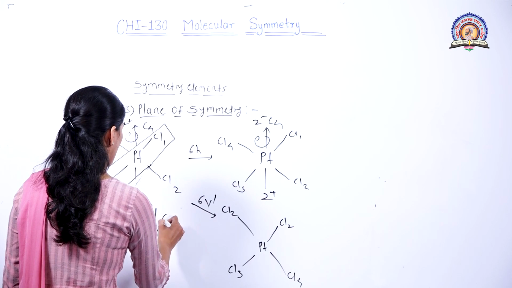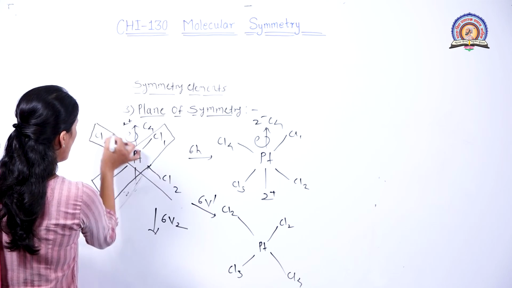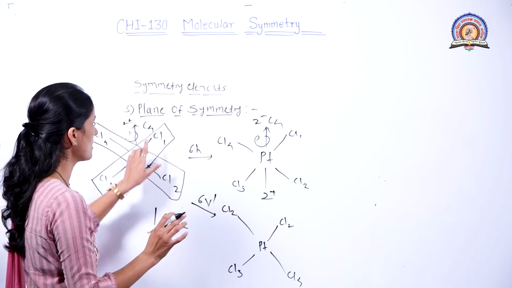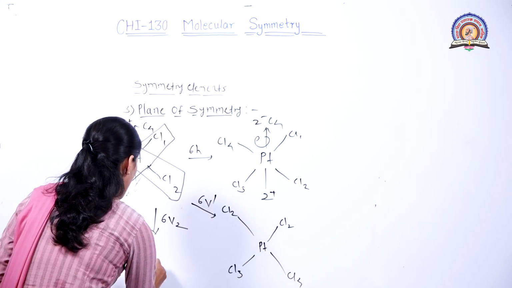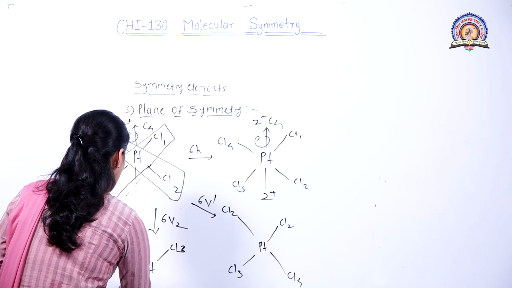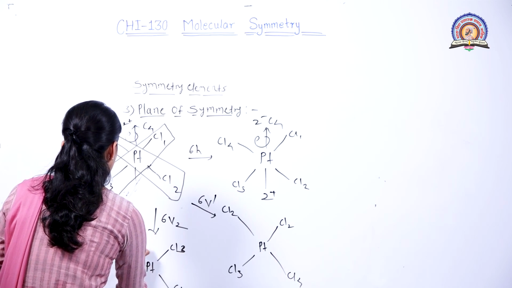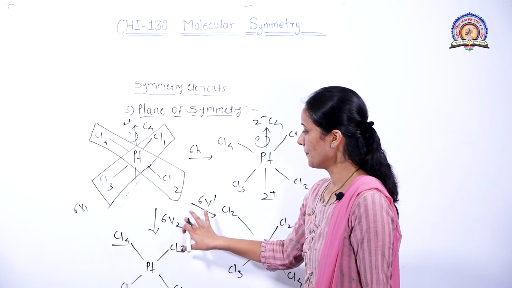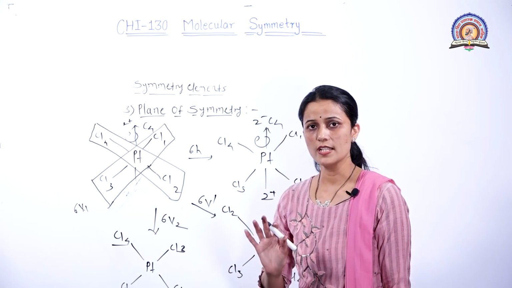Sigma V2 operation means Cl4, Pt and Cl2 remain as they are. Only the positions of Cl1 and Cl3 will change. So Pt, Cl3, Cl1, Cl2 as it is, Cl4 as it is. This is the sigma V2 operation. So in this molecule, two sigma V operations are possible and the sigma H operation is possible.